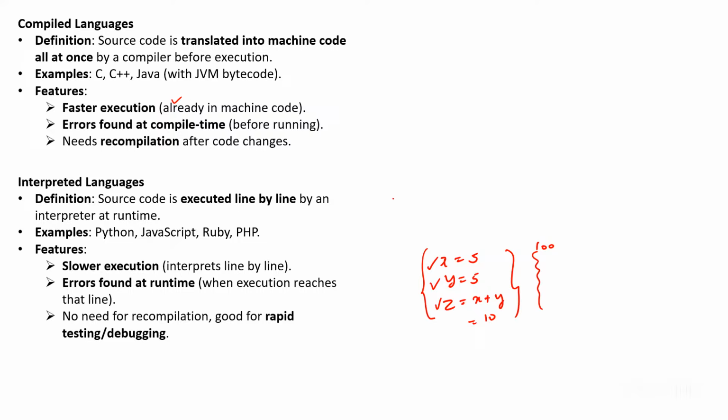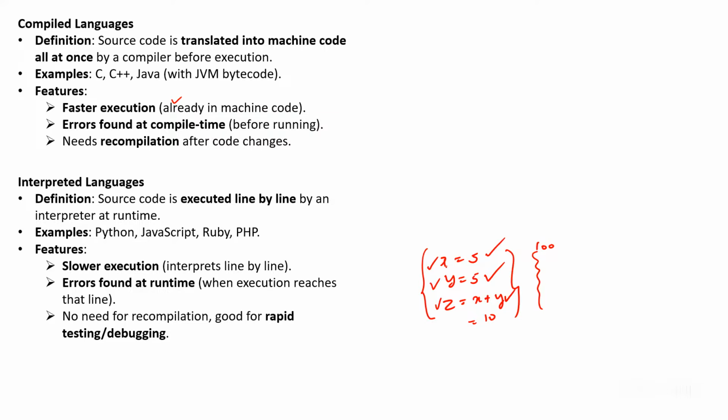Whereas your Python is an interpreted language. Now, what do you mean by interpreted language? In Python, the first line will completely convert into machine code and it will execute. Then it will execute the next line. Again, it will convert into machine code and execute. And again here, it will convert into machine code and execute.